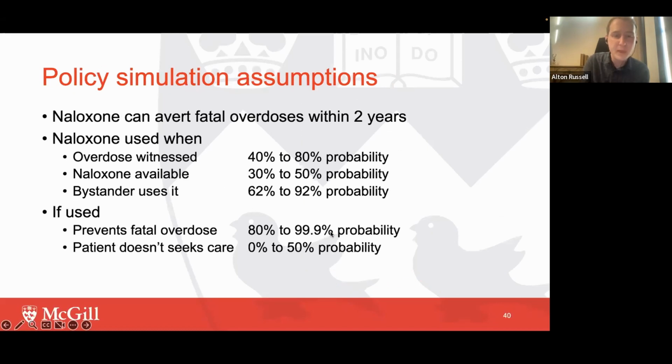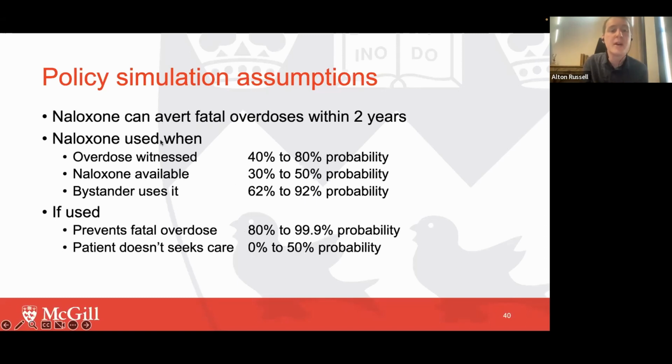For the policy simulation model, we assume that naloxone can avert a fatal overdose within 2 years of when it's dispensed, and we're assuming it's dispensed at the start of the episode. We assume that there's a lot of uncertainty in how much it'll be used. Unfortunately, there's not much data where we give naloxone to patients receiving prescription opioids and then actually follow up to see whether they use it or not. There's basically nothing out there. So that's why these uncertainty ranges are so wide.